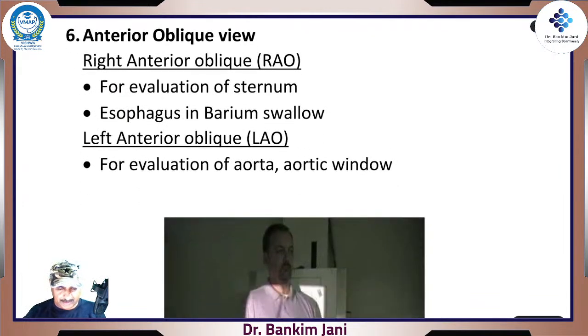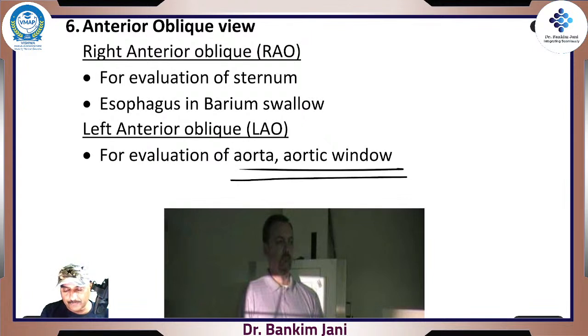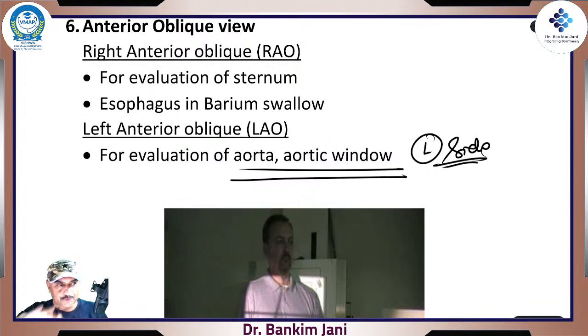Rest is all easy, anterior oblique, the right or left anterior oblique. Right anterior oblique is when the right side is near, so for the evaluation of the sternum, esophagus, in barium swallow, right? Left-sided structures, aorta, aortic window, are on the left side. So we'll be interested, and that side should be nearer to the plate, right?